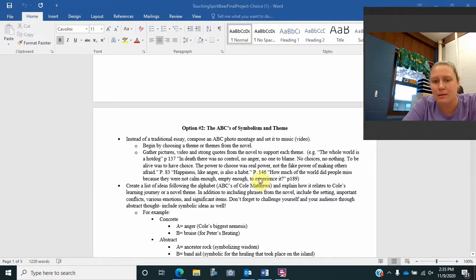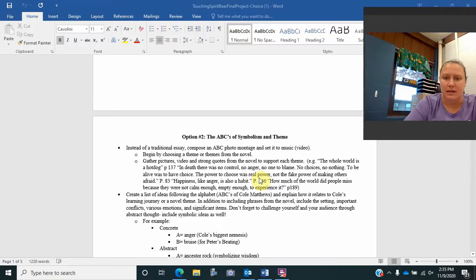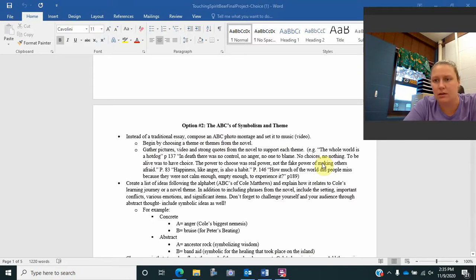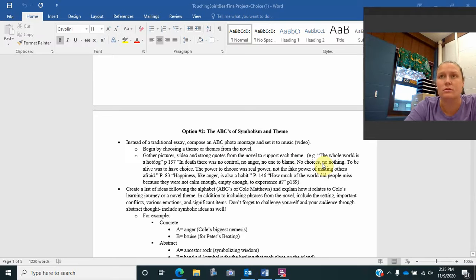Okay, option number 2. This is the ABCs of symbolism and theme. Instead of a traditional essay, compose an ABC photo montage and set it to music. You can use PowerPoint for this, or you can use WeVideo. WeVideo only allows you 5 free minutes, which is fine if you can get it done in 5 minutes.